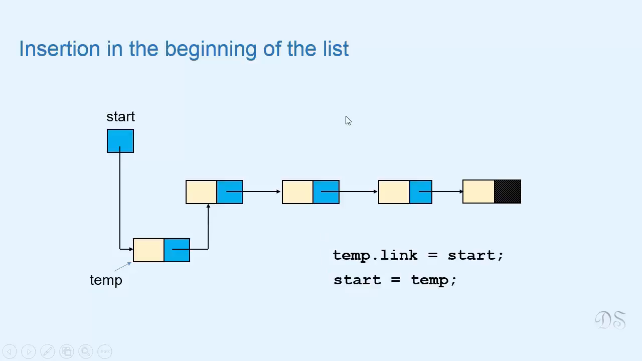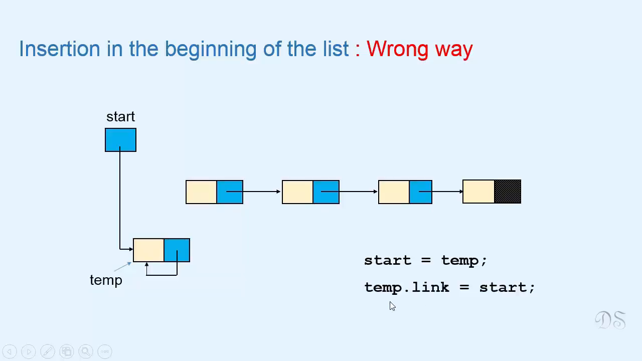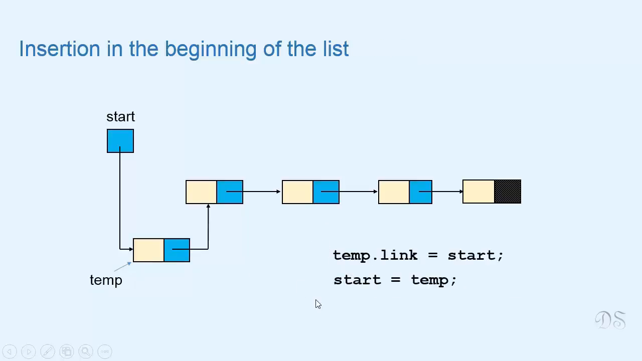Let's see what happens if we change their order. Now first we write start is equal to temp. So start refers to this node. Now we can see that the link to this part of the list is broken. And now if we write temp link is equal to start, this node will refer to itself. And whenever we process the linked list, we'll be stuck in an infinite loop. So this is the correct way of inserting a new node in the beginning of the list.